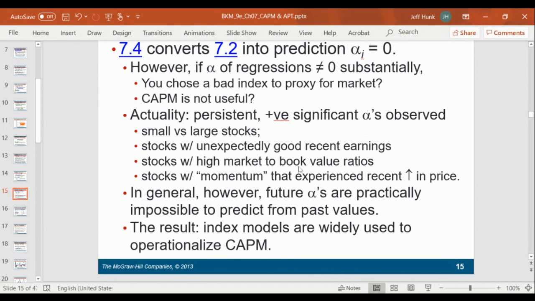Stocks with high market to book value ratio. High market to book value ratio already represents what? Overvaluation of the stock. Stocks are overvalued in this case. High market price to book value. Such a stock is overvalued.